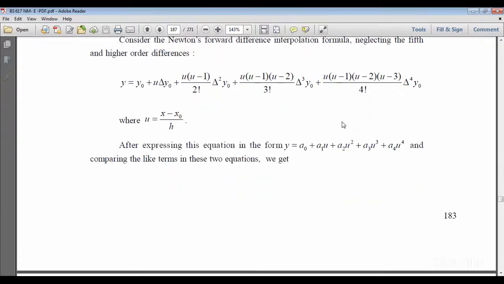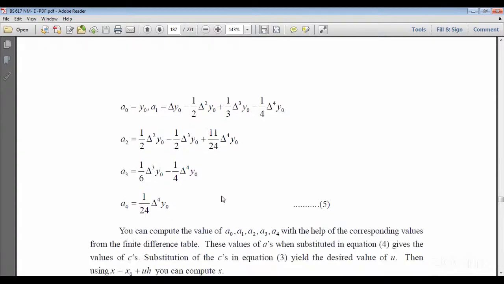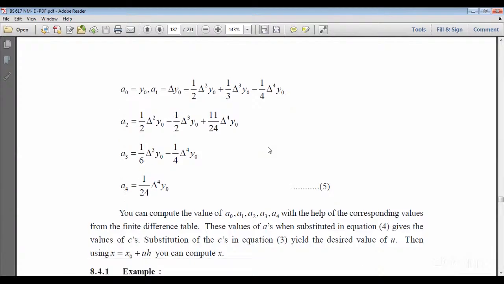After expressing this equation, y is equal to a naught plus a1 u plus a2 u square plus a3 u cube plus a4 u4. Comparing like terms in these two equations, a naught is equal to y naught, a1 is equal to del y naught minus 1 by 2 del square y naught plus 1 by 3 del cube y naught minus 1 by 4 del 4 y naught. So a2 is equal to 1 by 2 del square y naught minus 1 by 2 del cube y naught plus 11 by 24 del 4 y naught. a3 is equal to 1 by 6 del cube y naught minus 1 by 4 del 4 y naught. a4 is equal to 1 by 24 del 4 y naught.